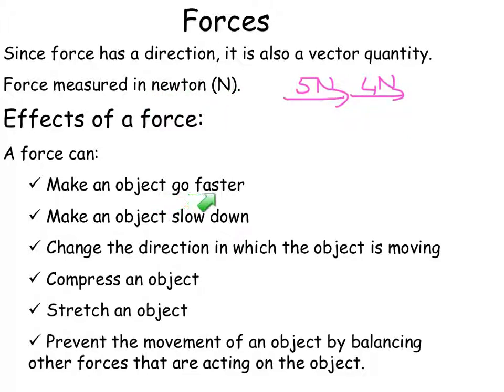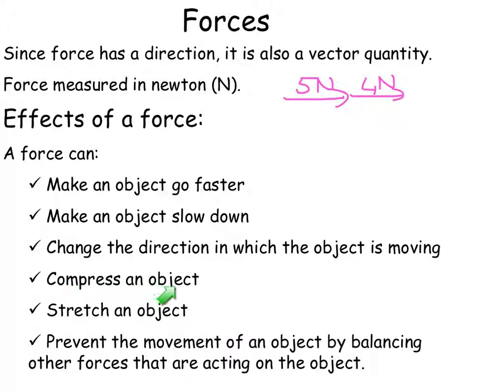Forces can make something go faster. So, for example, if you're pushing someone on a swing, you give them an extra push and the swing goes faster. You can make an object slow down. You pull against the swing and suddenly that swing will slow down. It causes something to change direction. So, if, for example, something is approaching you, if you're running in a rugby game and you bump into somebody, both of you would change direction. An object can be compressed.